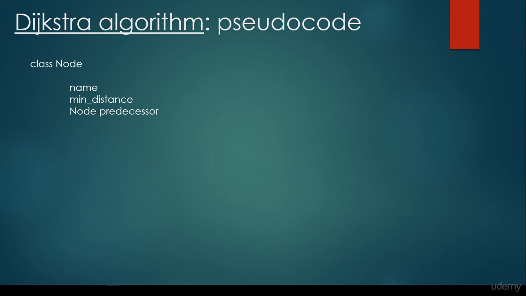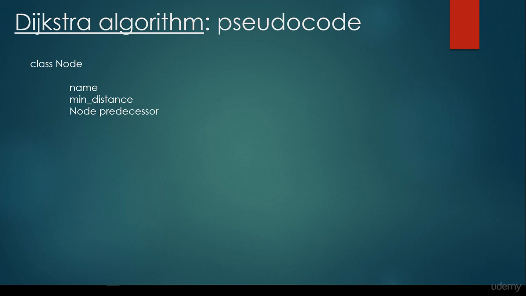Hi, in this video we are going to discuss the concrete pseudocode for the Dijkstra shortest path algorithm. So let's get started. First of all, we have to create a distinct class storing the information about the node.